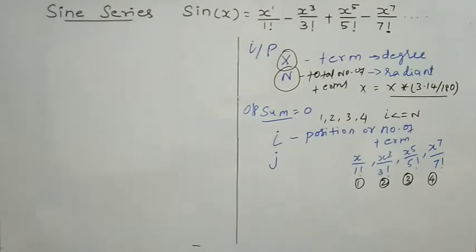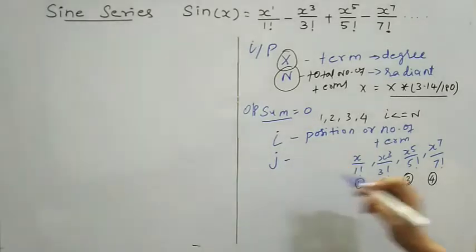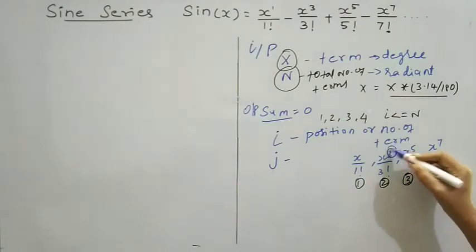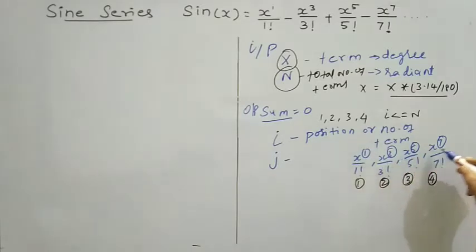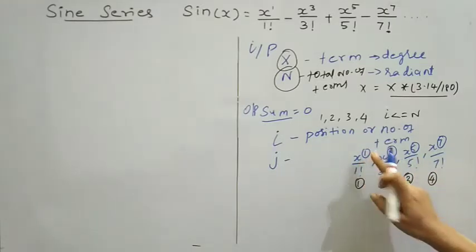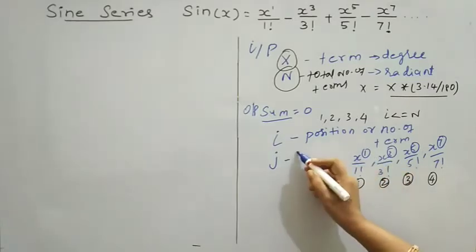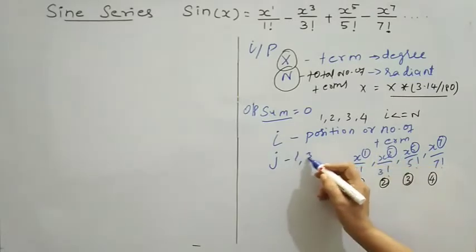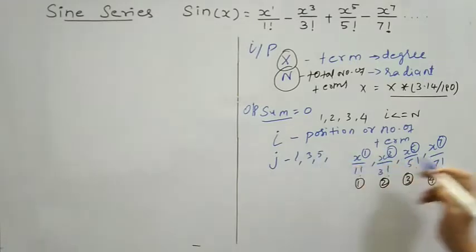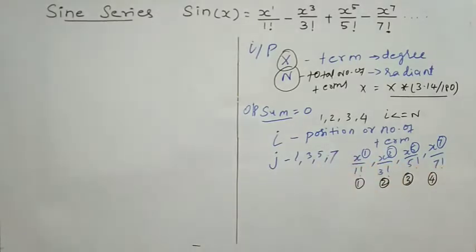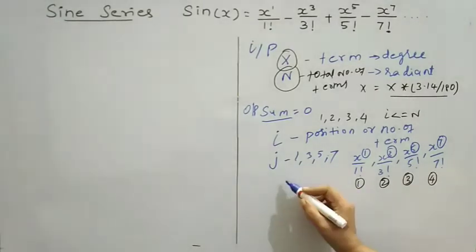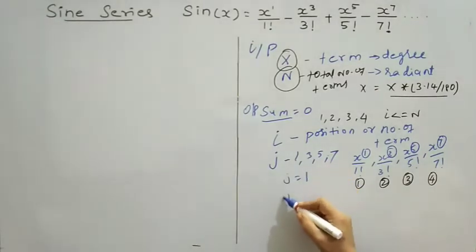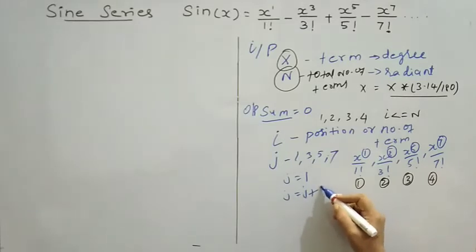And then j is going to hold the following. In each term I am computing powers of x. Here the power of x is 1, then 3, 5 and 7. j is going to hold the power of x. So the first time the power is 1, the second time 3, the third time the power is 5, in the fourth term the power is 7. So j is going to hold the power of x. So the values of j are 1, 3, 5 and 7. Initially the value of j is 1. Each time the value of j is incremented by 2.